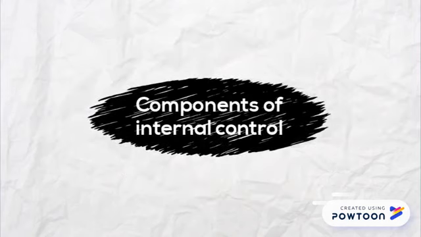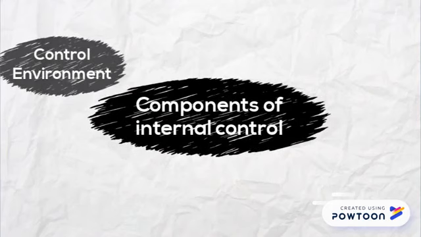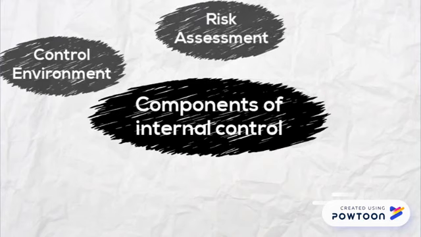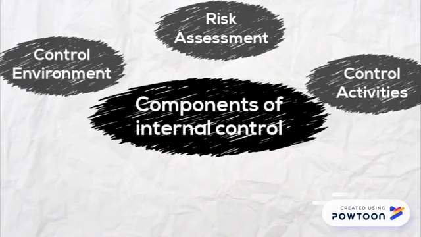There are 5 components of internal control. First, control environment is the set of standards, processes, and structures that provide the basis for carrying out internal control across the organization. Second, risk assessment can be defined as the possibility that an event will occur and adversely affect the achievement of objectives. Third, control activities is the actions established through policies and procedures that help ensure that management's directives to mitigate risks to the achievement of objectives are carried out.